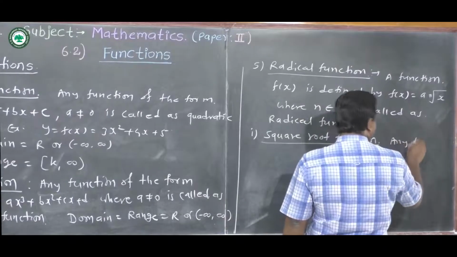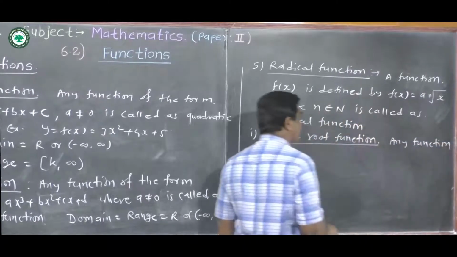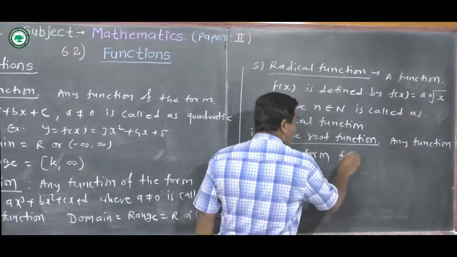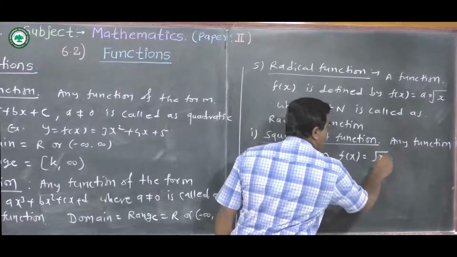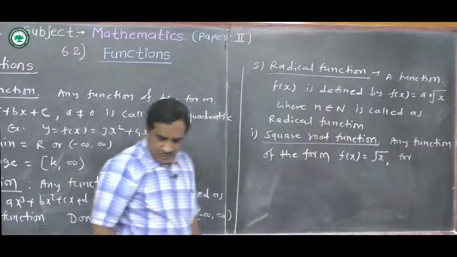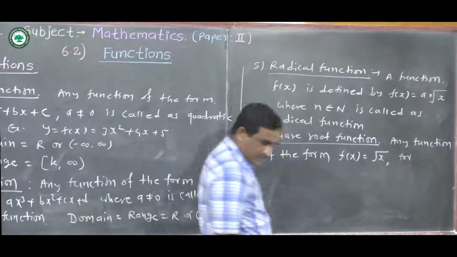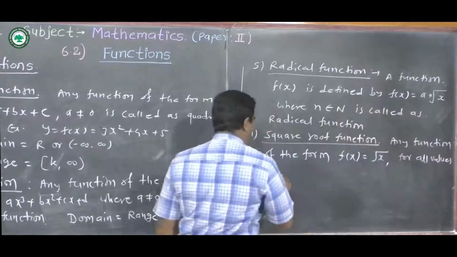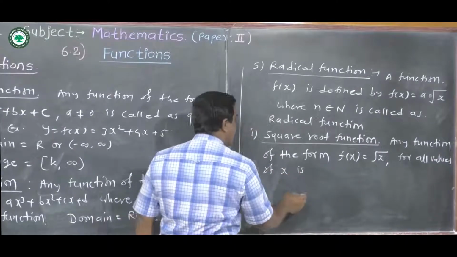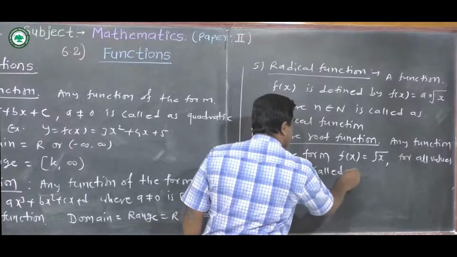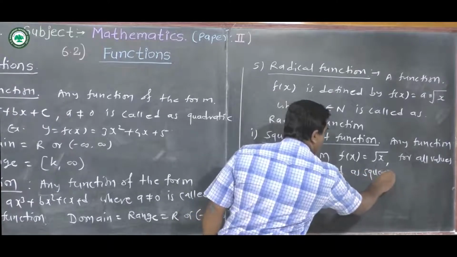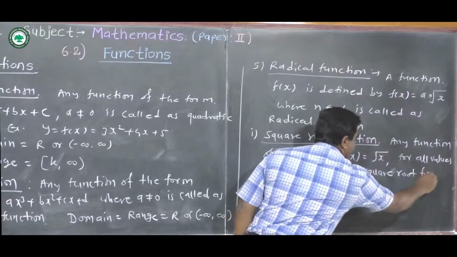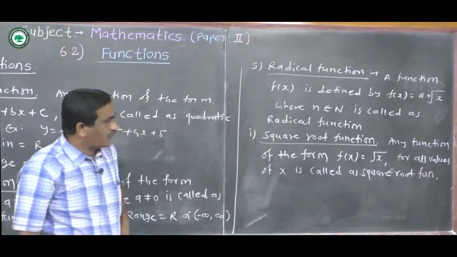Any function of the form f of x is equal to under root x for all values of x is called a square root function. Okay, this is the square root function.